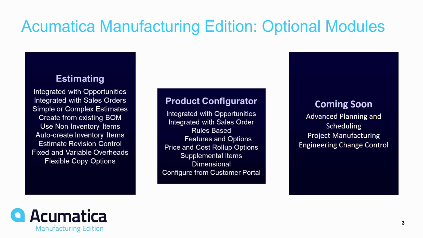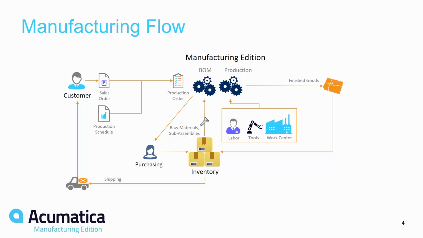and engineering change control. This process diagram highlights the end-to-end visibility that Acumatica Manufacturing Edition gives you across your production processes. Begin production from sales orders, work off single or multi-level bills of materials, apply labor and materials to production, and move finished goods to inventory in real time, while generating reports and keeping a close eye on variances along the way.